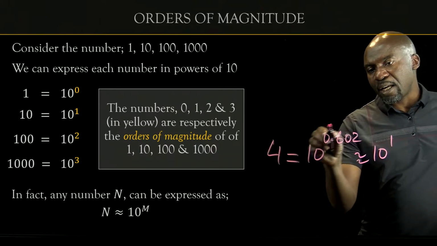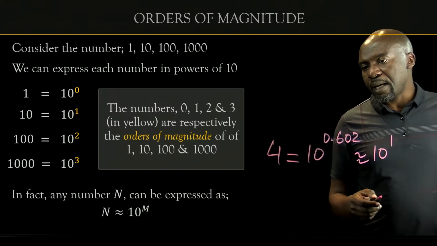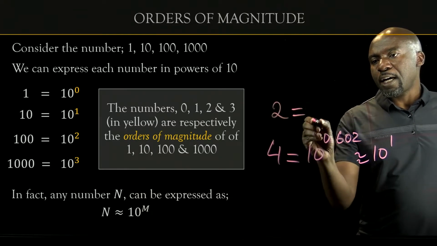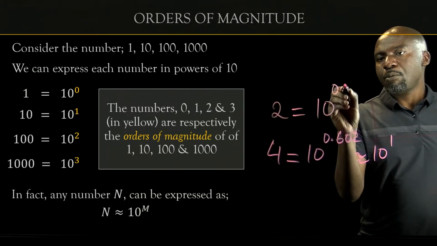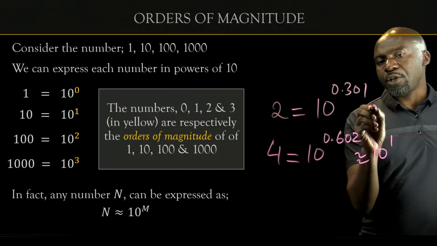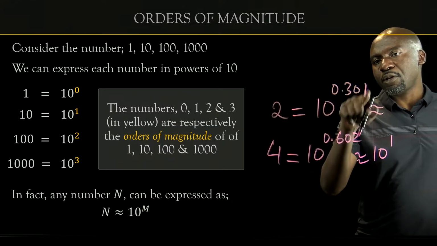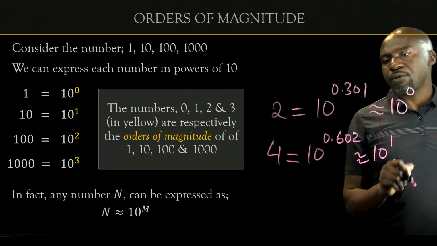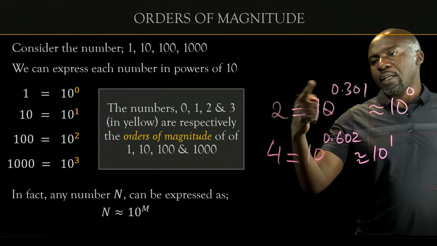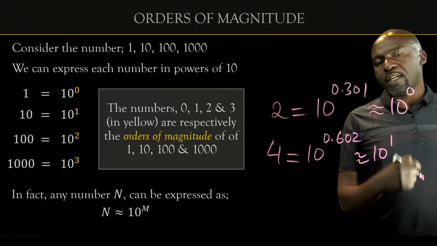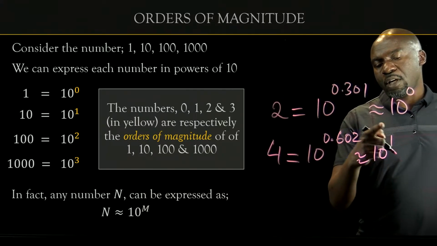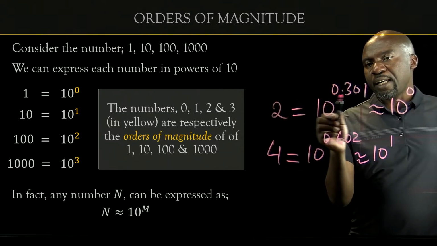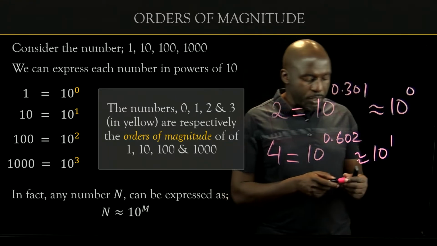The question is, how am I ending up with this number here? How am I getting the number? 2 can be expressed as 10 to the power of 0.301, which is approximately, this number 0.3 is less than 0.5, so this rounds down to 0, so this is 10 to the power of 0. Okay, so 2 in orders of magnitude is the same as 10 to the power of 0, but 4 is in orders of magnitude the same as 10 to the power of 1. The question is, how am I ending up with these numbers here? And that's what we want to discuss.